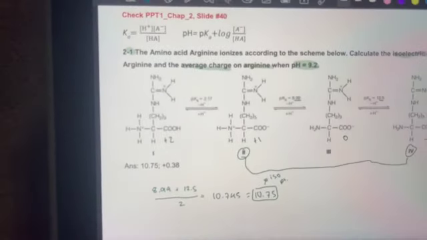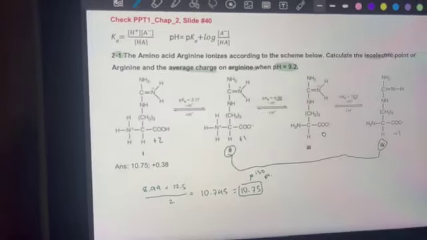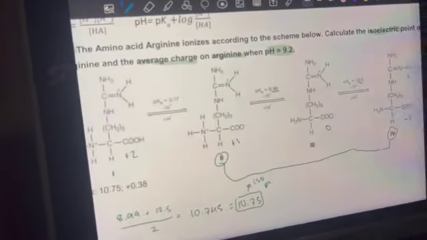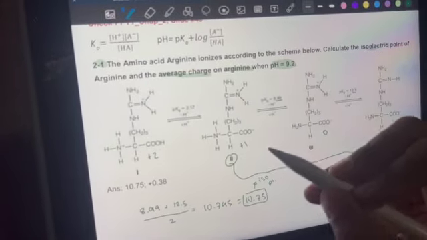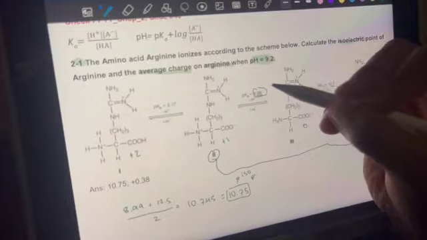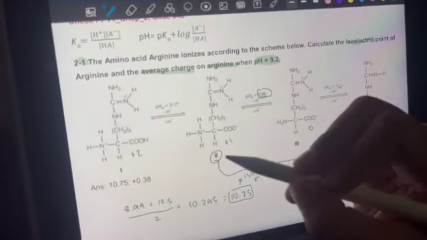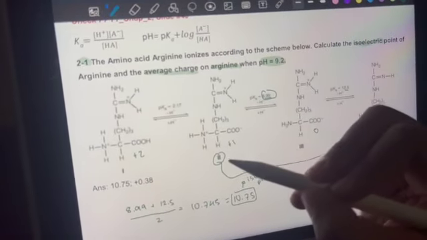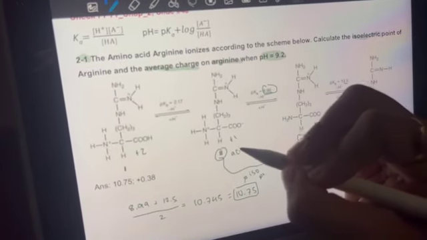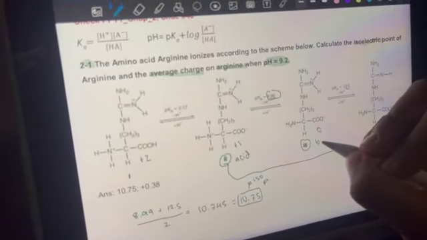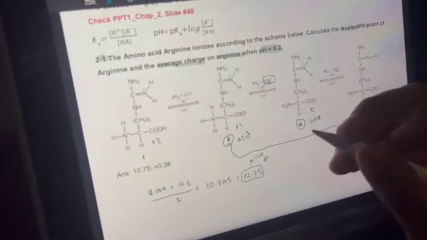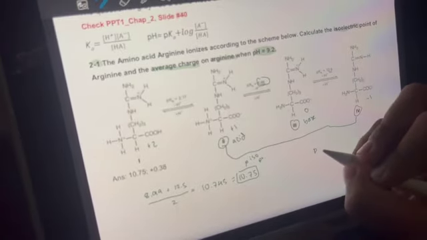When we're solving for average charge, there's a lot of different steps that go into this. First, we need to determine the acid and the base. To determine the acid, we're going to look at whichever pKa is the closest to the pH, and in this case, it's 8.99. So we're going to look at the 2 molecules that surround that pKa, and it's going to be 2 and 3. The more positively charged molecule is going to be the acid, and the less positive one is going to be the base.